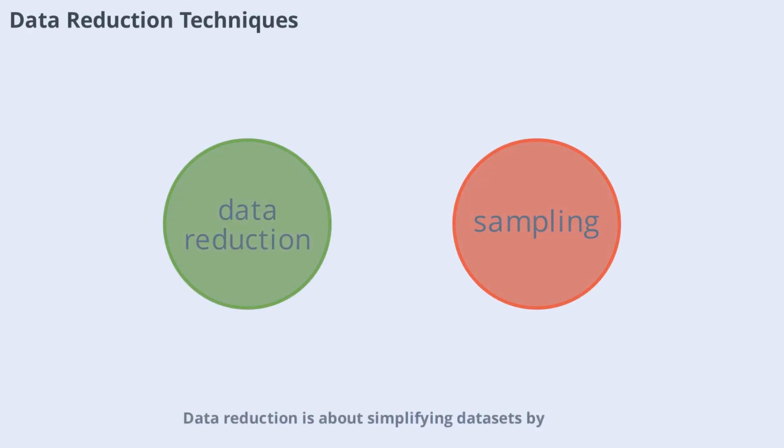Data reduction is about simplifying datasets by reducing their size without losing important information. Techniques include sampling, where a subset of data is selected for analysis, and aggregation, where data is summarized. These methods help manage large datasets, making analysis faster and more efficient. Data reduction is especially important when working with big data, where processing the entire dataset may be impractical.